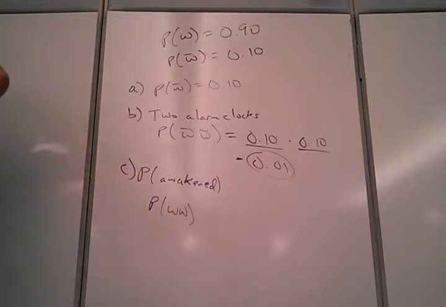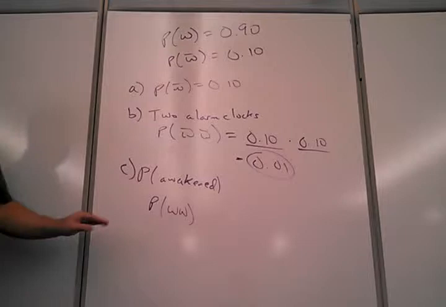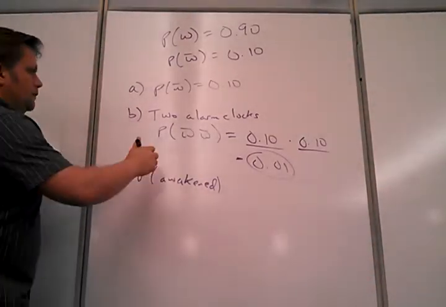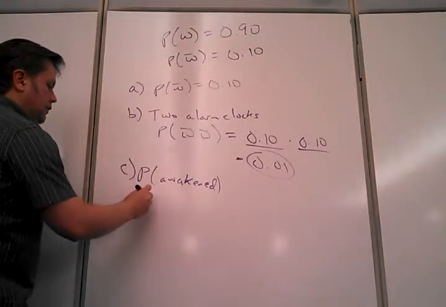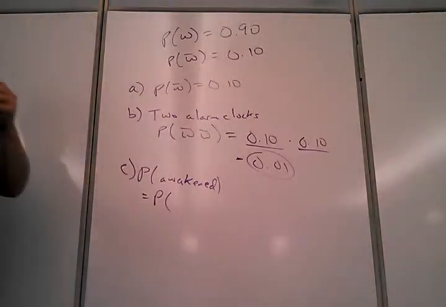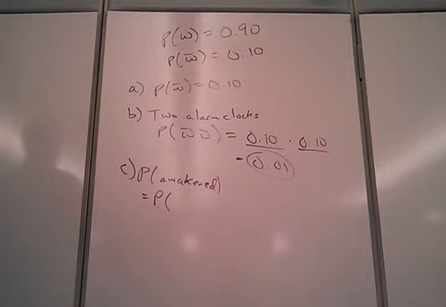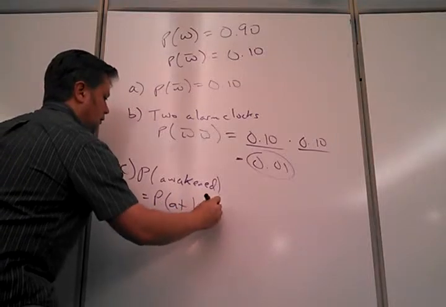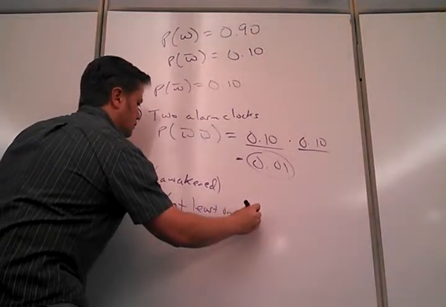Do I need both? Do I have them taped to my head, and if only one goes off, I'm like, nah, I need both to go? Would we be able to do the opposite? The probability I'll wake up is the probability that, now I'd love it if somebody could come up with a phrase that's a little more mathematical, but still English. At least one works. The probability that at least one works.